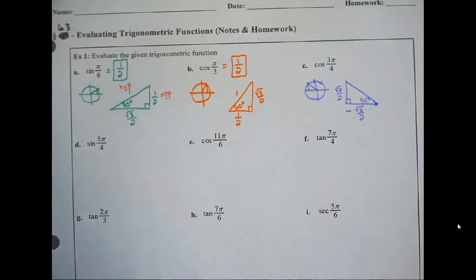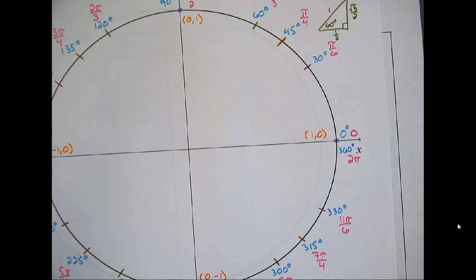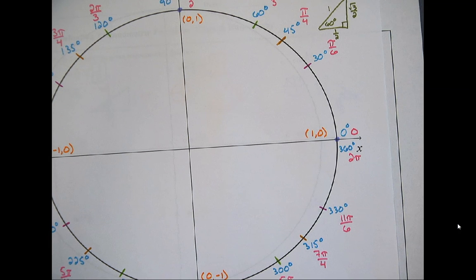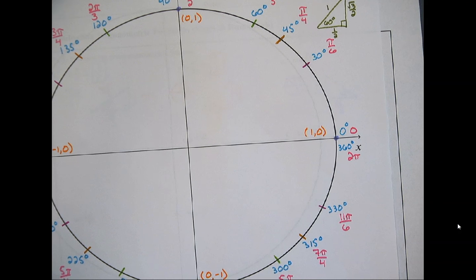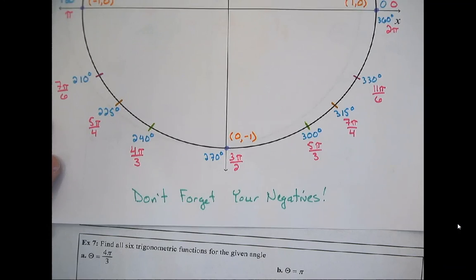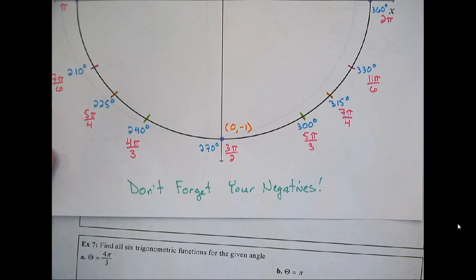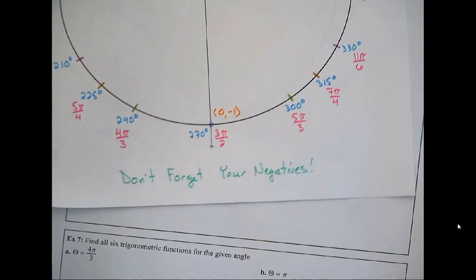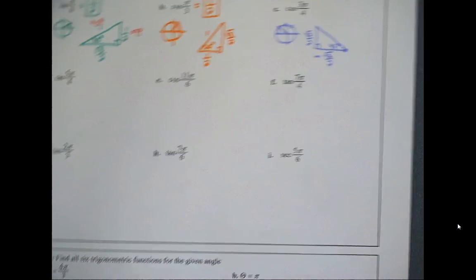So I'm going to go back to my unit circle, and I'm going to write that at the bottom. Don't forget your negatives. And what I mean by that is don't forget direction. What I'm trying to say there is direction matters. You have to make sure that you know which direction you're going.